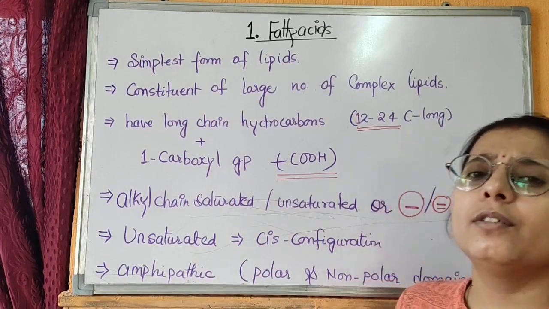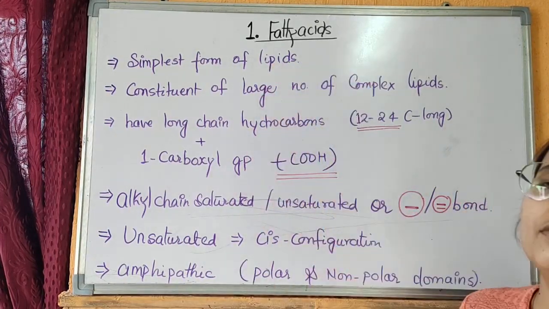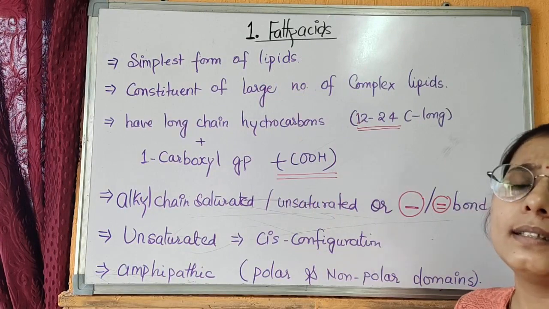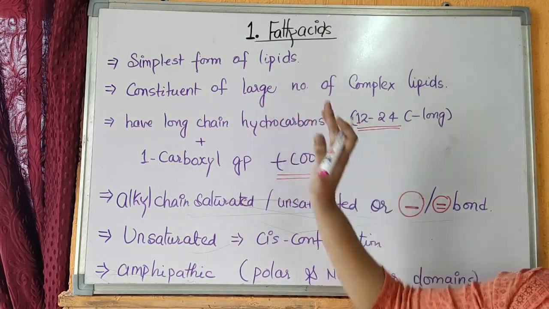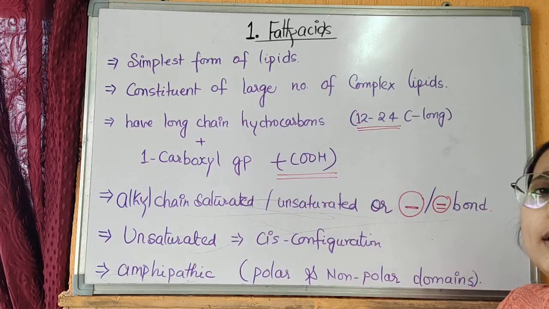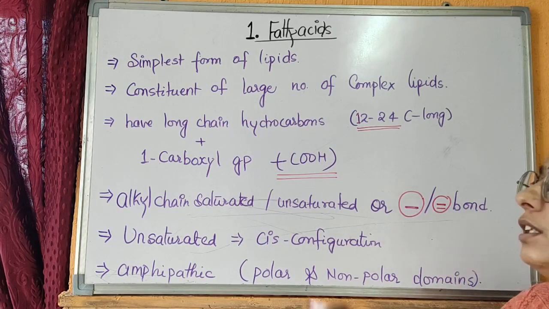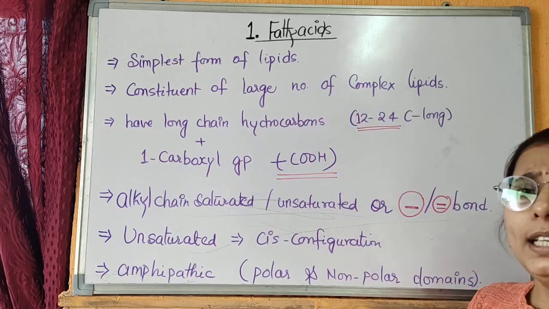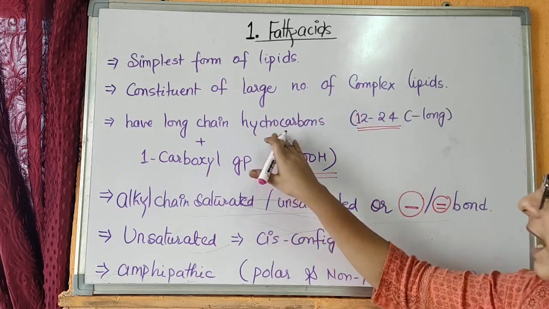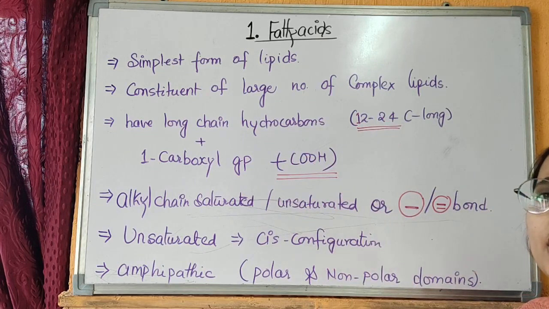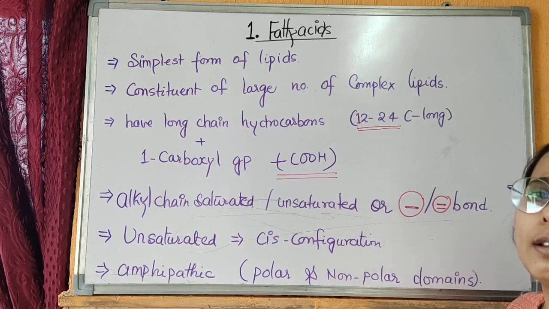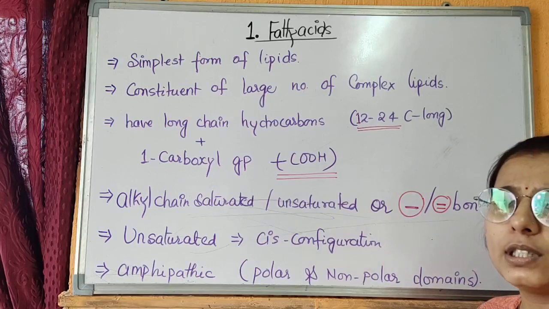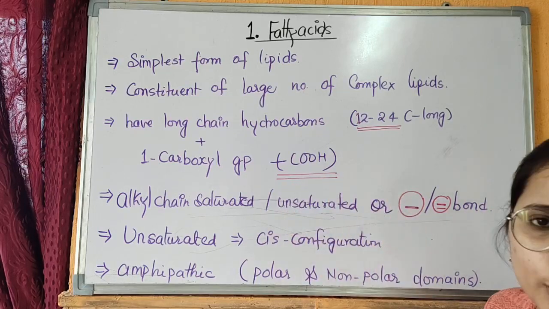Among all the lipids, firstly we will study fatty acids. Fatty acids are the simplest lipids that we will study. They are the simplest form, and they are the main basic structures forming the complex lipids. Fatty acids have a long chain of hydrocarbon, where the number of carbon atoms may range from 12 to 24. With the long hydrocarbon chain, they have one carboxyl group, that is the COOH group.